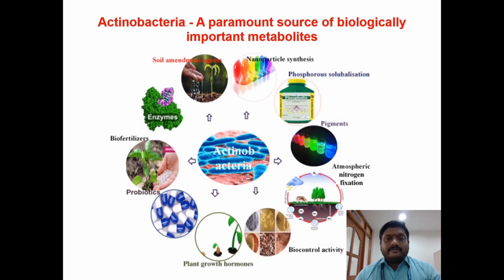And not only antibiotics, actinobacteria are a paramount source of biologically important metabolites. They may produce some nanoparticles, solubilize phosphorus, and produce some pigments. So natural pigments are the need of the hour.